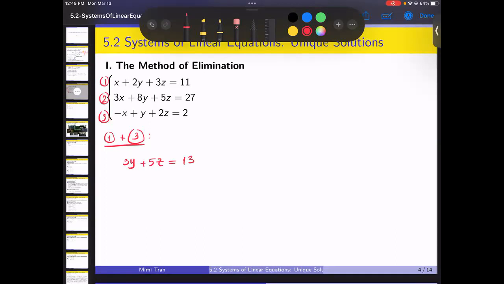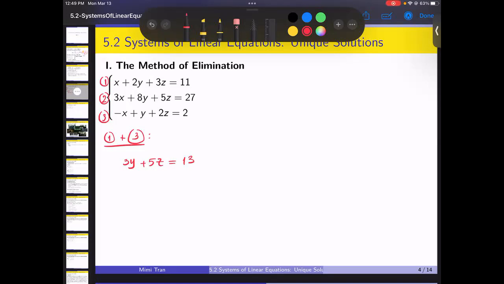So far, so good. Pick another 2 equations and you eliminate the same variables. Do not change your mind. If in the beginning you choose to eliminate X, keep it consistent, right? So the second pair, you continue to eliminate X. So you either pick 1, 2 or 2, 3. Don't pick 1, 3 again, you already did.